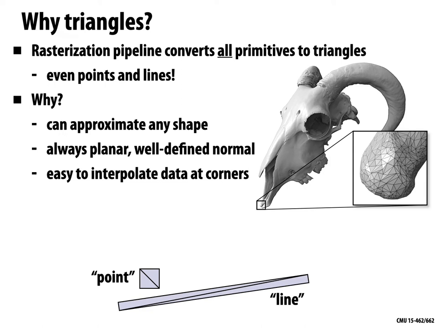So if I have three color values at the corners of a triangle, and I want to smoothly blend those color values across the rest of the triangle, it's going to be really simple and efficient to do that using something called barycentric coordinates, which will show up over and over again throughout our course.